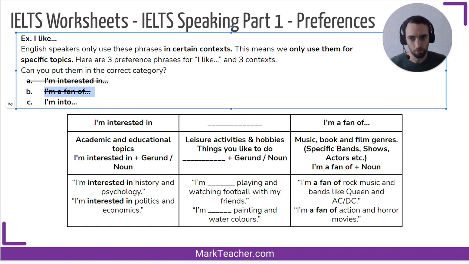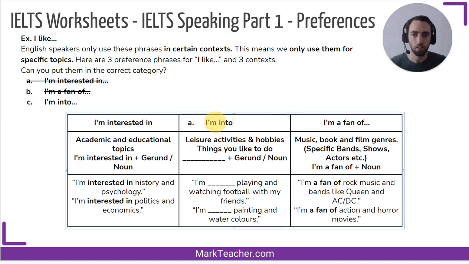So the final context and the final phrase must be this. I'm into. I'm into means I like doing. I do it often. I do it enough, so it's a hobby. This is why we use it in the context of physical activities or sports. If you go running every other day, you are into running because you do it a lot.